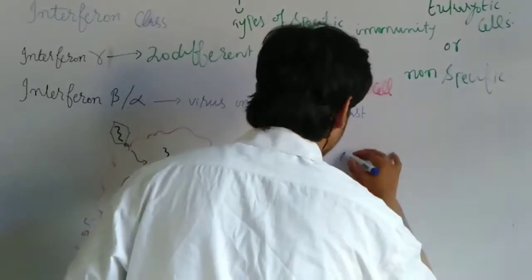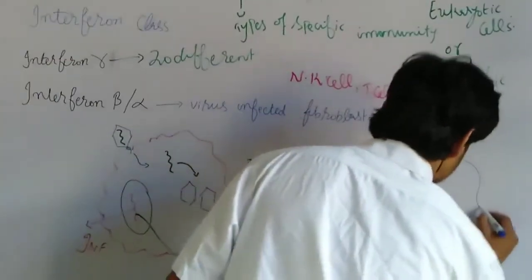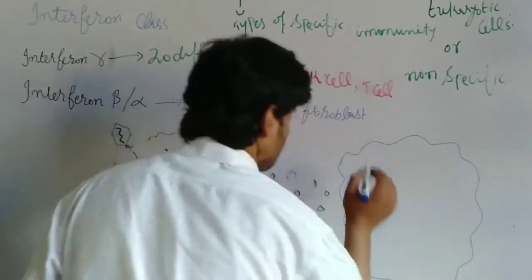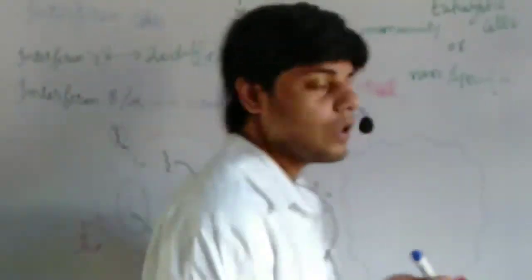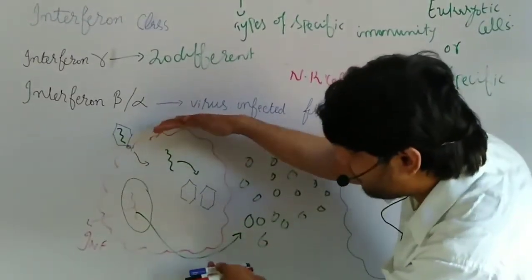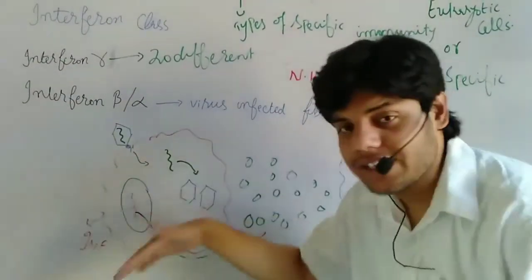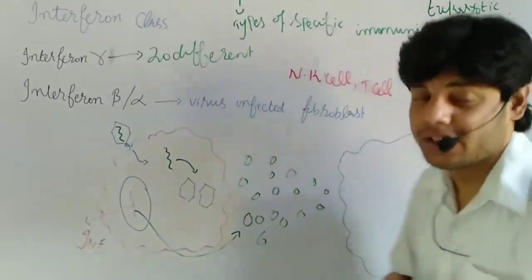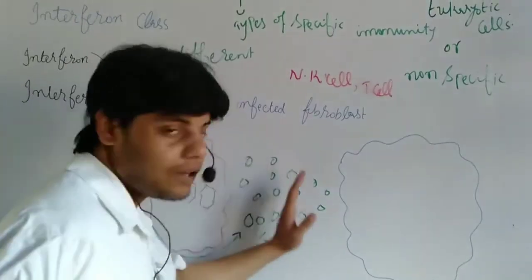On the other hand we have another cell. Let me draw. Now this is another cell. So these cells will be protected. Let's suppose this cell is infected; due to this infected cell, the other cell will be protected. Why? Because they release the interferon.